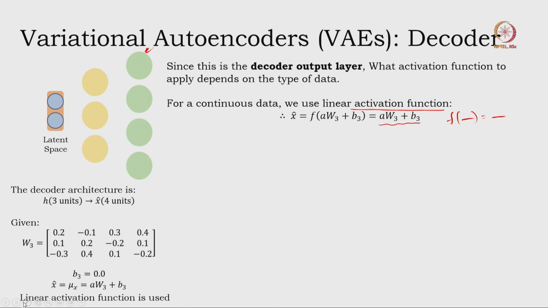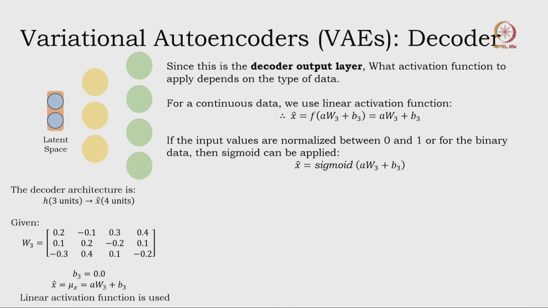Now what if the input is binary, or if the values are scaled between 0 and 1? If we have data normalized between 0 and 1, or if it is binary data, then we will be using a sigmoid activation function. So this is the sigmoid. You will apply sigmoid on the summation term. Now let us get started. What are we doing? We are going from 3 to this 4, from hidden neuron 3 to the 4 reconstruction neurons.